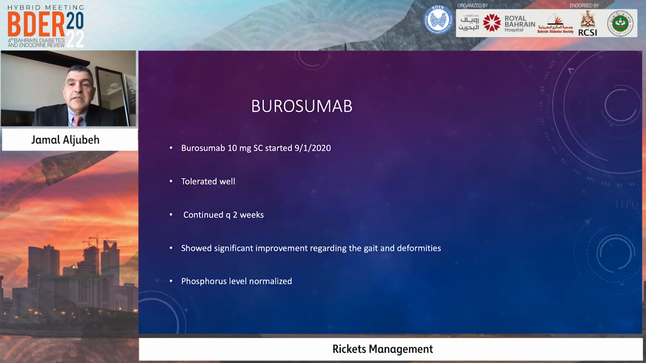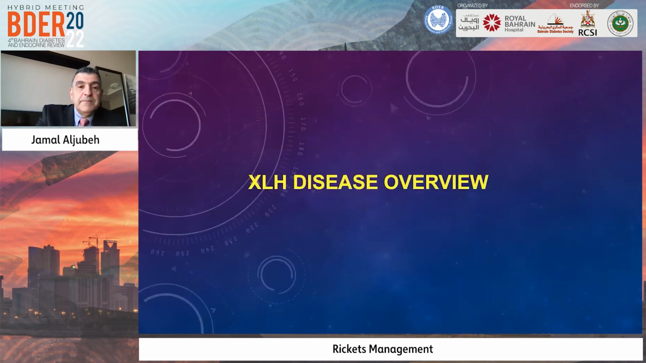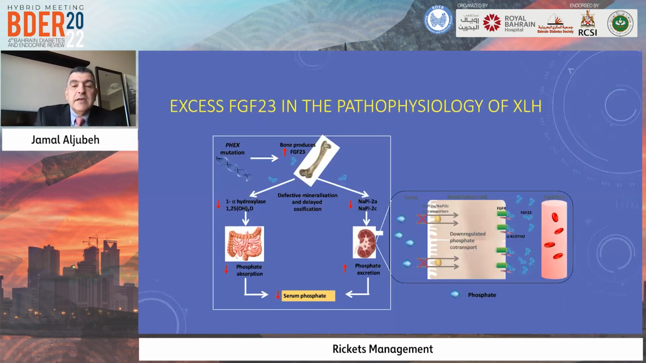So the patient was started on the new treatment, burosumab, 10 milligrams subcutaneously every 2 weeks, was tolerated well, and showed significant improvement regarding the gait and deformities, and the phosphorus level normalized. So a few slides on X-linked hypophosphatemic rickets. It's caused by a mutation in the PHEX gene leading to elevation in FGF23.